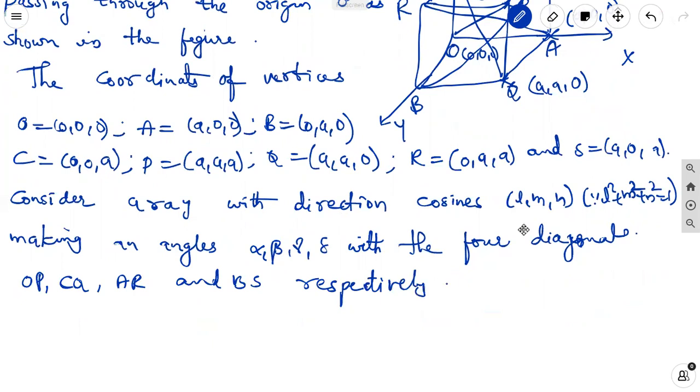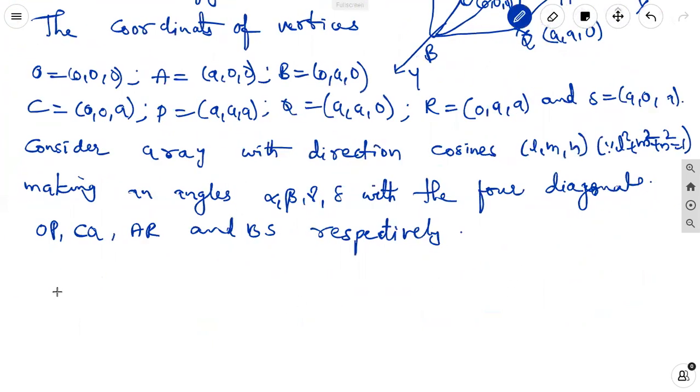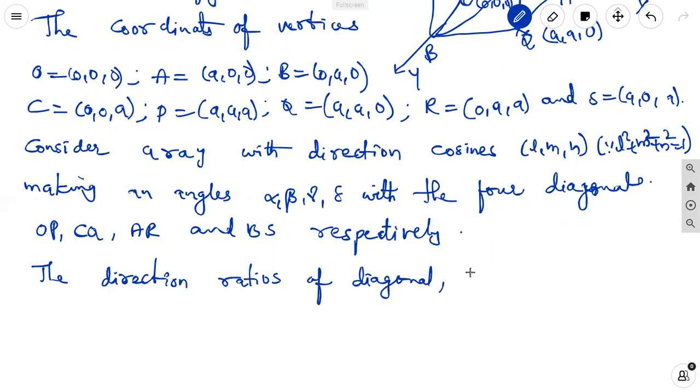Next, we can take the direction ratios of the diagonals. One is OP, means P is A comma A comma A, so A minus 0, A minus 0, A minus 0. That is A comma A comma A only. Why? Because O is the origin.